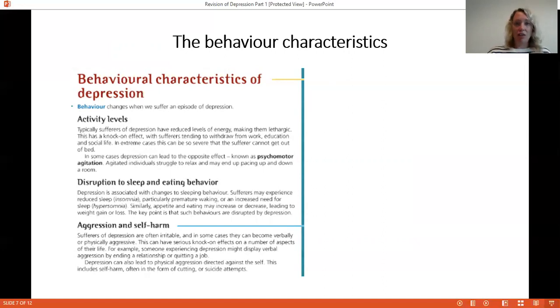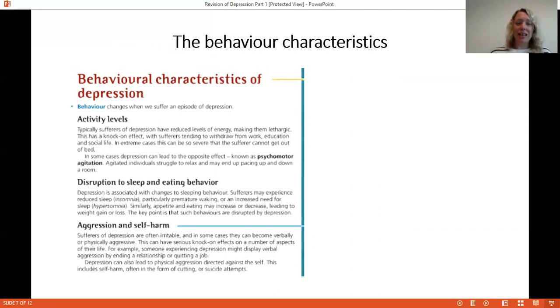So if we just have a look, we've got a change of activity levels, and as you might imagine, often that's a lowering of activity levels. So you might expect, as it says here, sufferers of depression have reduced levels of energy, making them lethargic. This has a knock-on effect, with sufferers tending to withdraw from work, education and social life. In extreme cases, this can be so severe that the sufferer cannot get out of bed. So all of that being a lessening, a lowering of the activity levels.